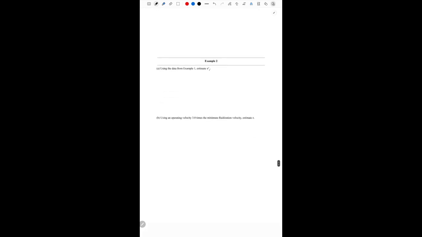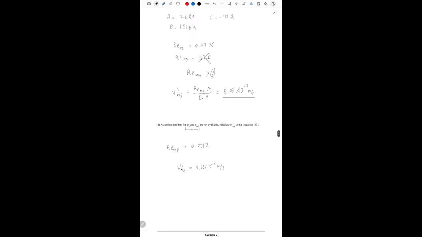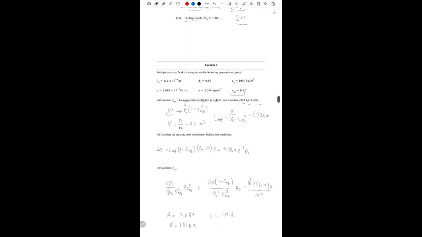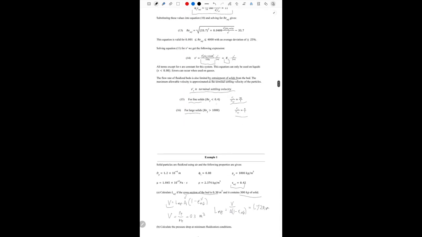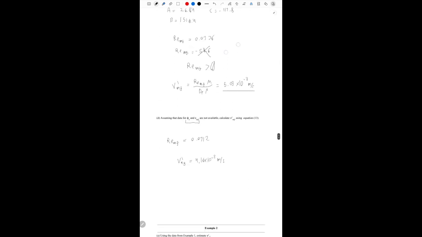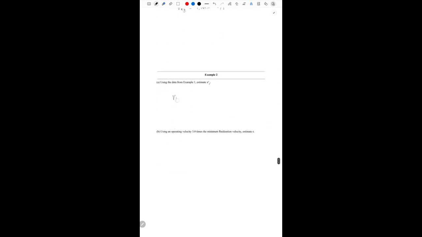Alright, example 2 wants us to use the data from example 1 to estimate the terminal settling velocity. Recall that the Reynolds number is 0.0776, and that is less than 0.4, so this equation is valid for approximating that. We know that Vt is approximately 90 times the minimum fluidization velocity. In that case, it is equal to 0.453 meters per second.